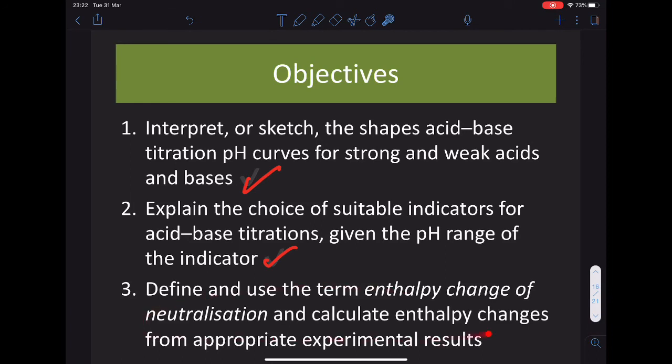I'm going to leave this last section on enthalpy change of neutralization for a short video next.